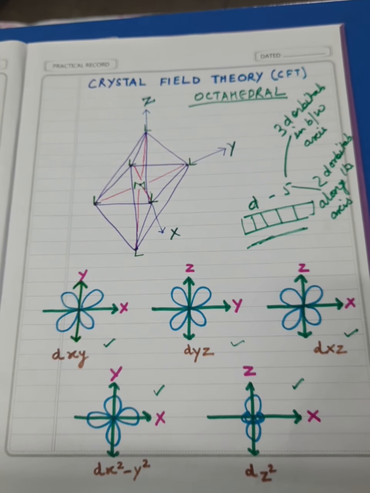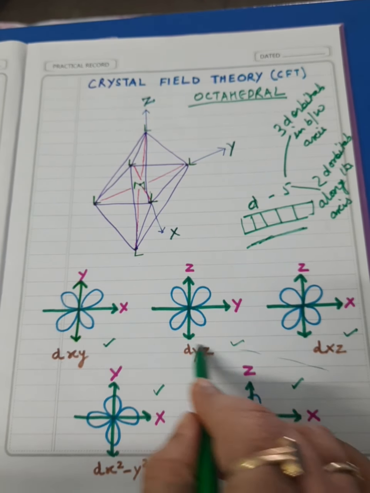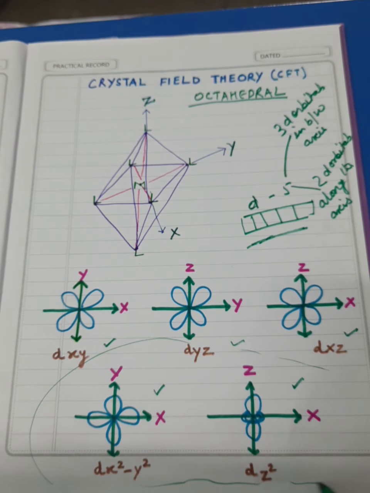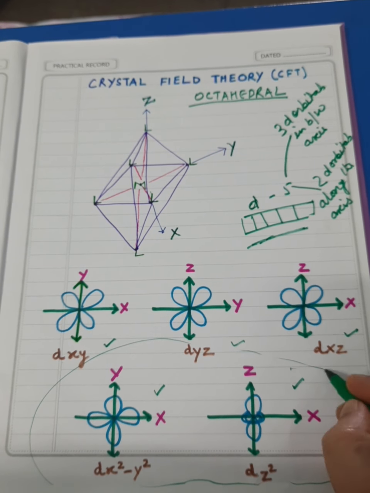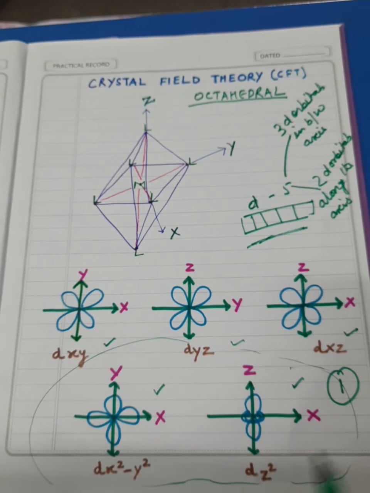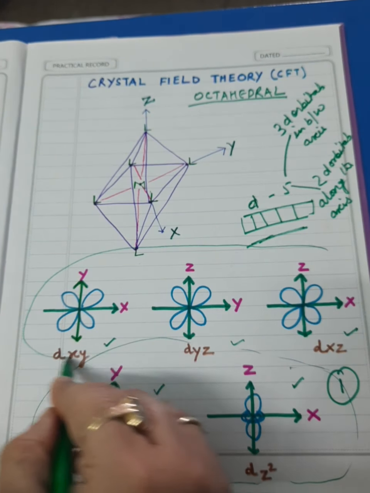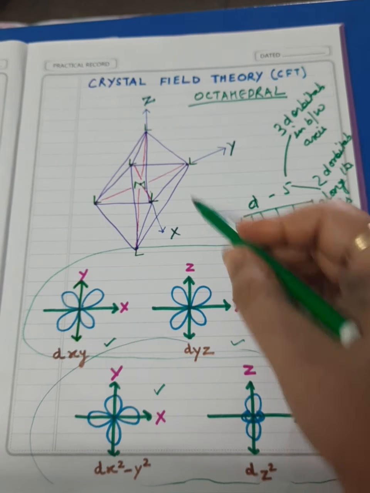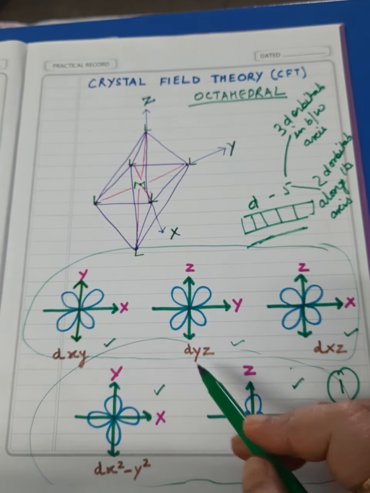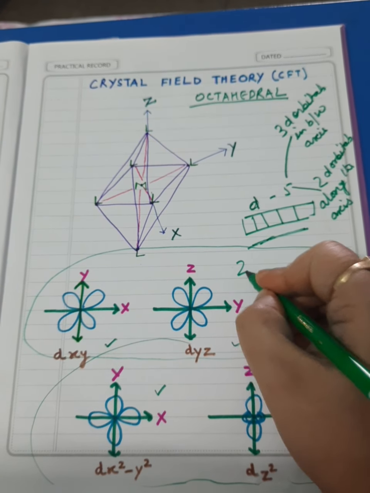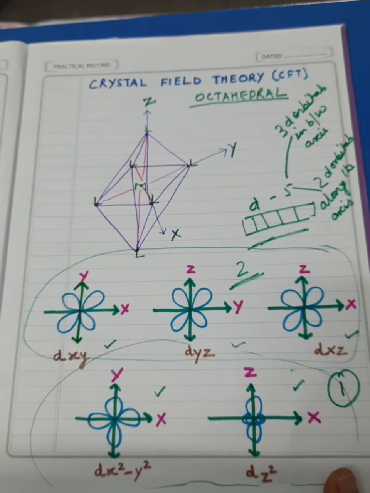Which two sets? One set is comprised of dx square minus y square and dz square orbital. This is one set. And the second set is composed of these three orbitals which are in between the axis. They are xy, yz and zx. This is the second set. I hope it is clear, dear students.